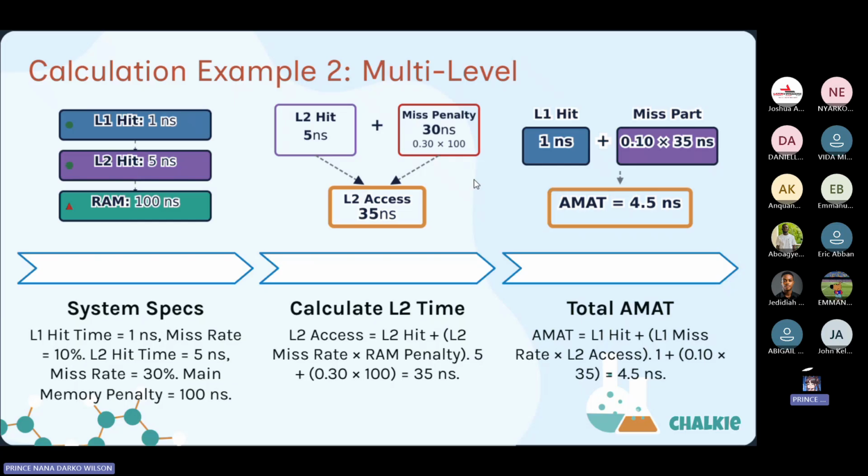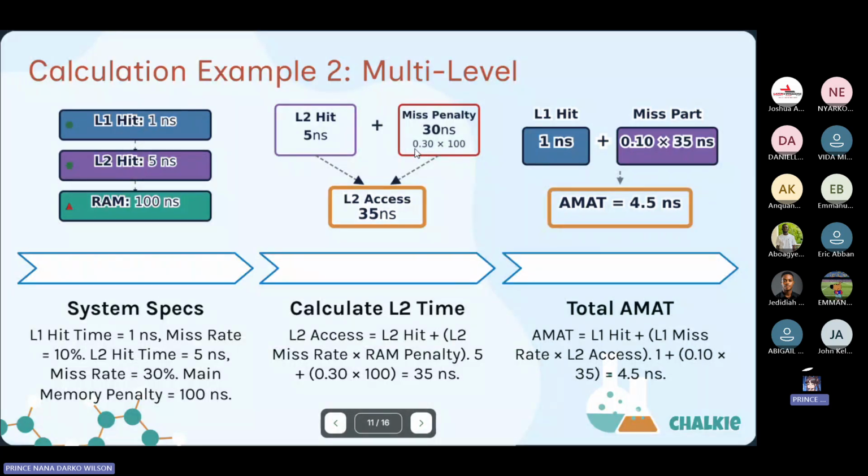In this case, level 2, it says that the penalty for addressing the RAM is 100 nanoseconds. Since level 2 is dependent on the RAM, then that penalty is what we are going to use in our formula. The formula for calculating the access time for level 2 is the level 2 hit time, which is given here as 5 nanoseconds, plus the brackets of the level 2 miss rate. The miss rate has been given down here. So Joshua, follow the pointer. The miss rate for level 2 has been given to be 30%. So that's what you are seeing here.